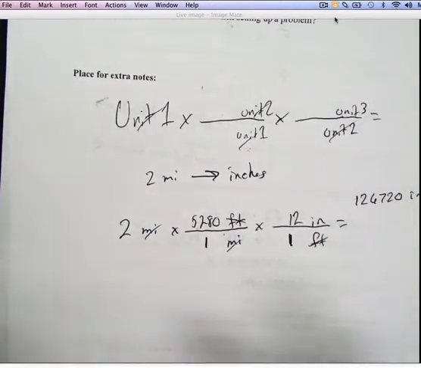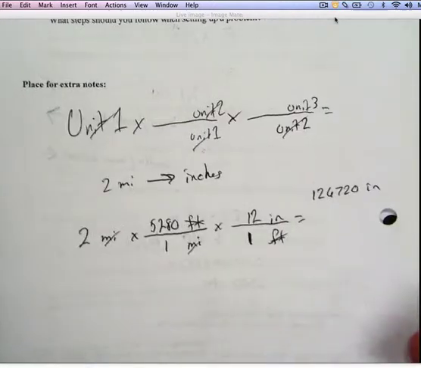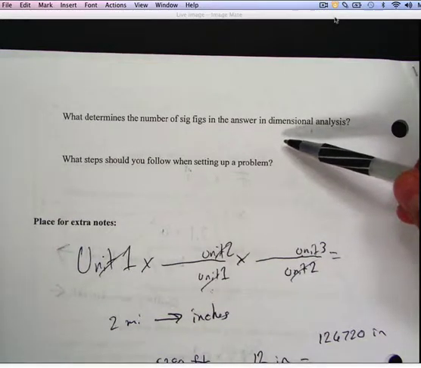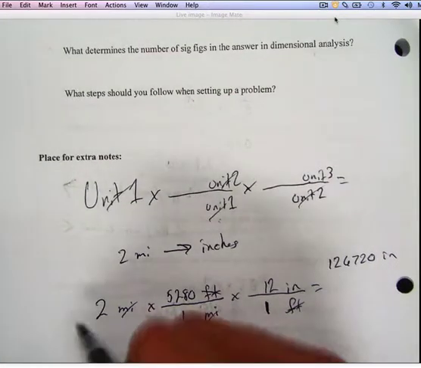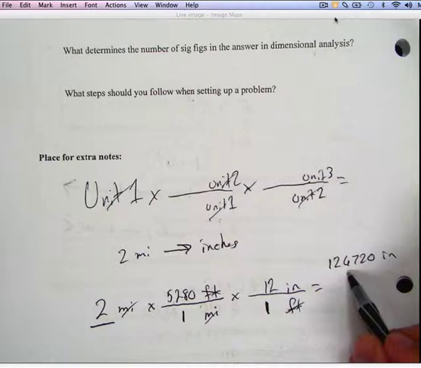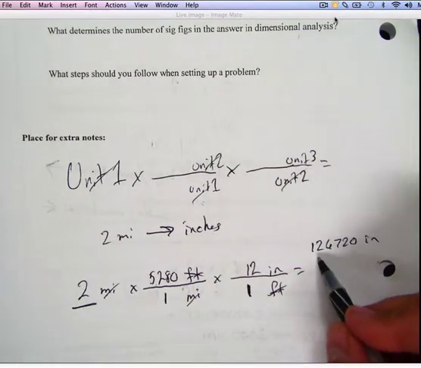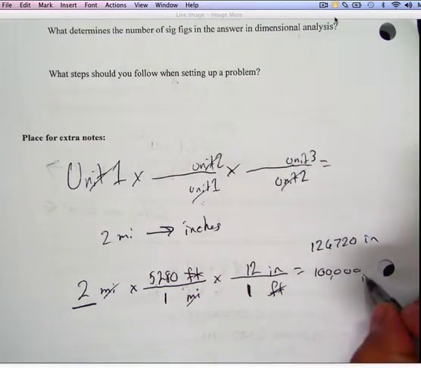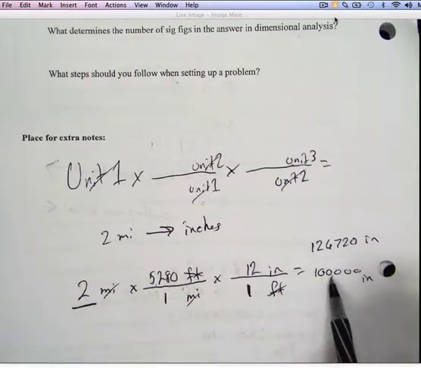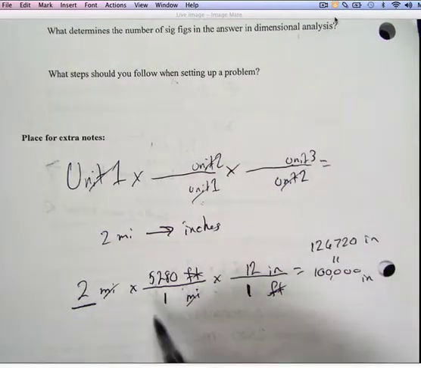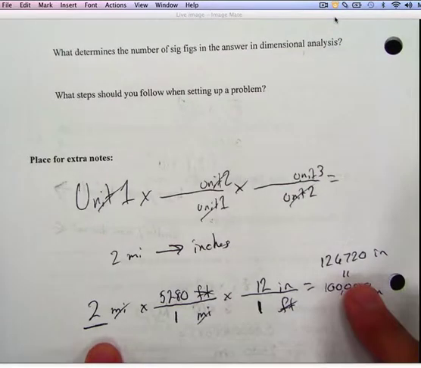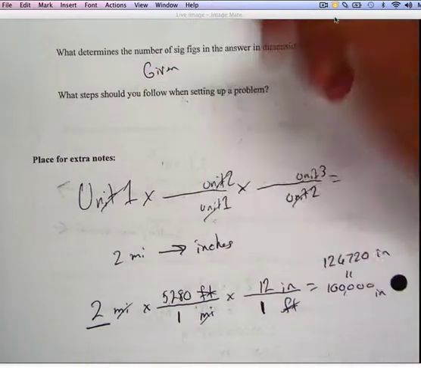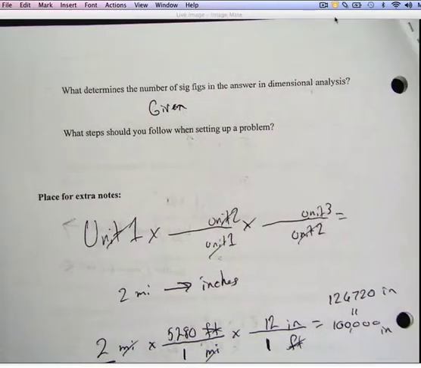Now, this is not my actual answer due to significant figures. So when you're figuring out significant figures with dimensional analysis, what determines how many sig figs? Your given does. So if I have one sig fig here, I can only have one sig fig in my answer. So then I would say this is actually 100,000. A big jump, but you have to maintain accuracy. There are times when this won't matter and you'll just use whatever your calculator reads. That happens too. So there are exceptions to the rule. The given will determine how many sig figs you're going to have.